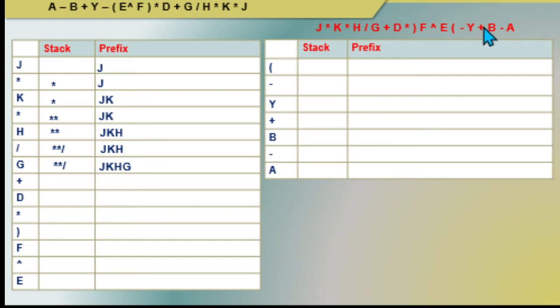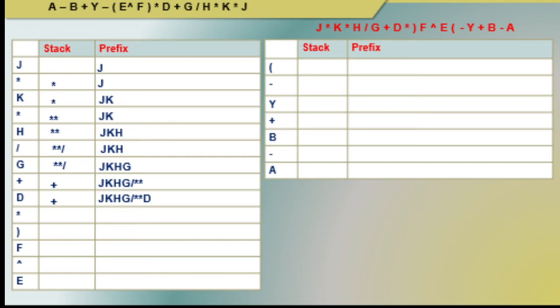So the content now of our stack is only our addition operator, and our output now is J, K, H, G, division operator, and our two multiplication operators. The next is a D operand. Since it is an operand, we must write it in our output. So the content of our stack is still our addition operator. Our output now is J, K, H, G, division operator, our two multiplication operators, and D operand.